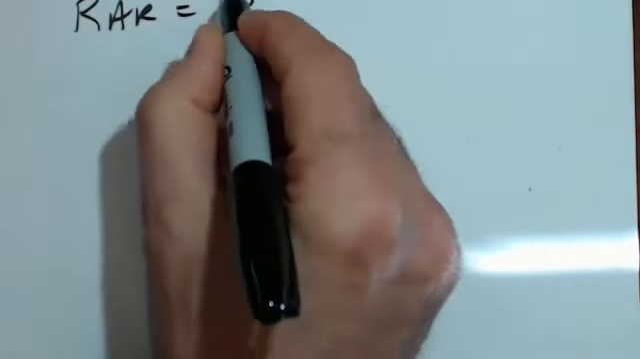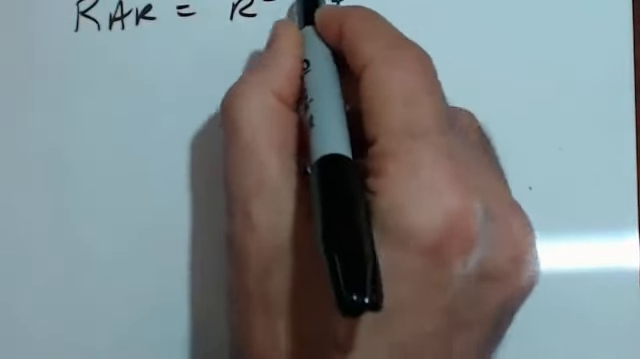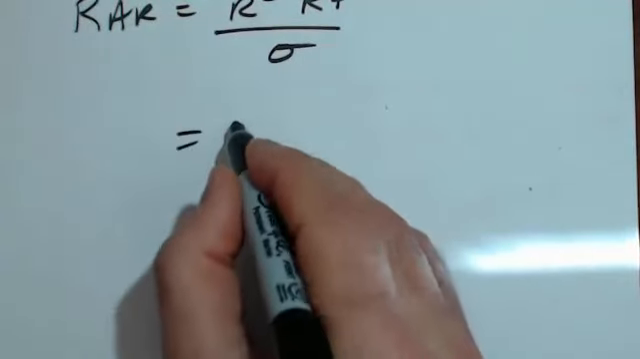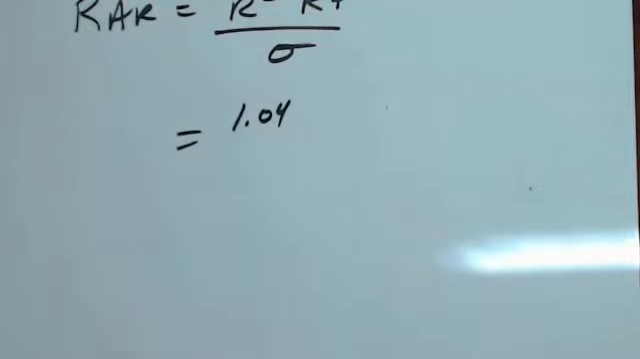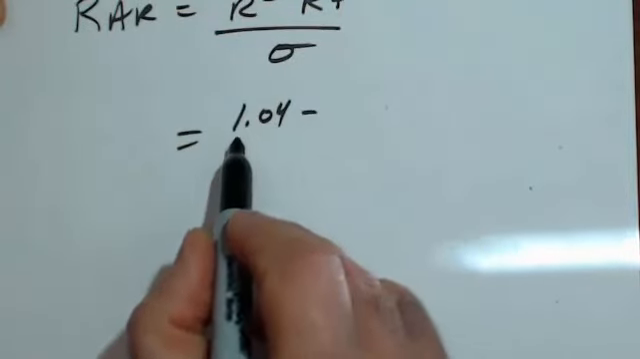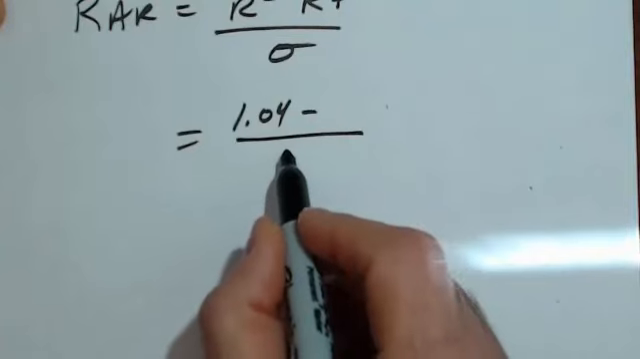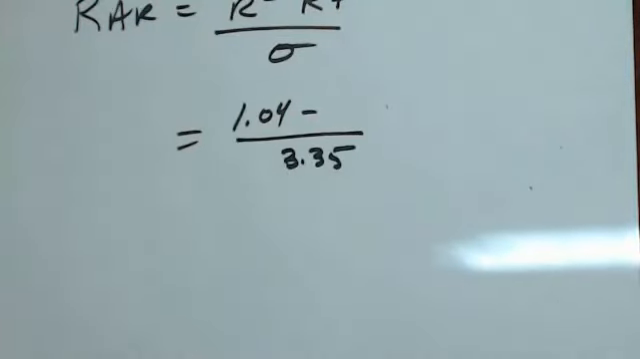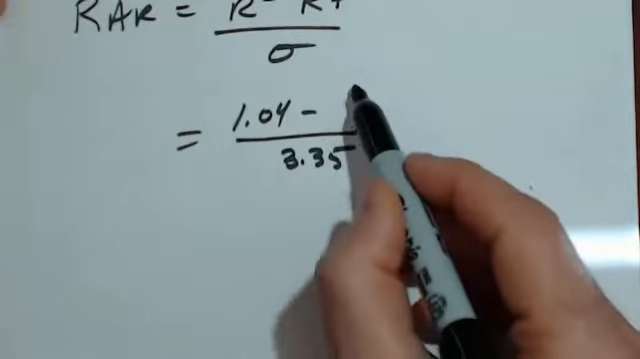Remember, our risk-adjusted return is nothing but R bar minus the risk-free rate on average over the time period divided by sigma. We got this to be 1.04, the average weekly return. The risk-free rate we need to calculate, we calculated already sigma to be 3.35% a second ago. Now what is this number?